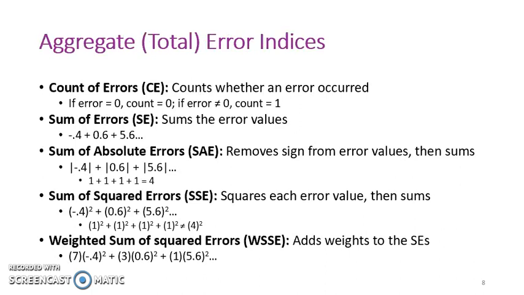Let's talk about how we can get summaries of error. First, we need to aggregate or combine the error values to get some measure of total error. We can do this in a variety of ways. We could do this using a count of errors. In a count of errors, we would simply count whether an error occurred, but then we wouldn't have information on the size of the errors. A way that we could do this is to create a binary count error variable where if error equals 0, the count equals 0, and if error does not equal 0, then the count equals 1. I'll give an example of this in a minute.